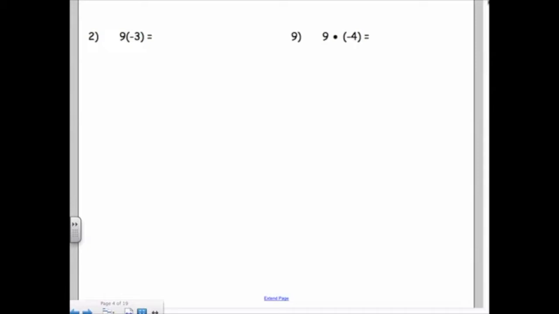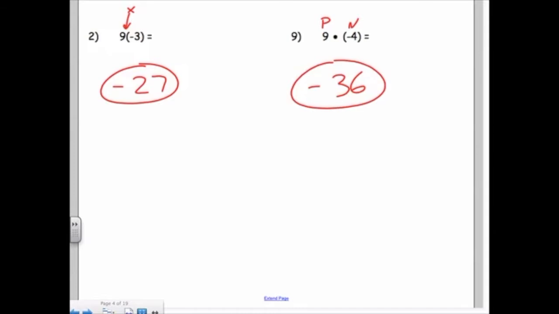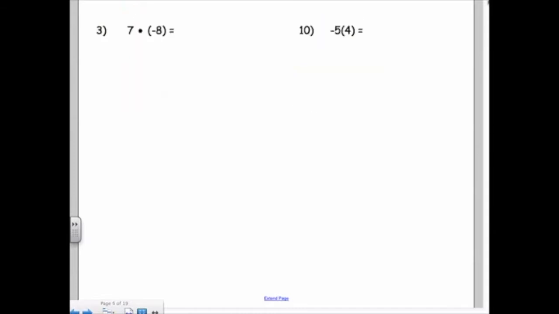Okay, welcome back. So in this problem, it's 9 times -3. Because I don't see an operation, it always implies multiplication. 9 times 3 is 27. Signs are different, so -27. In example 9, once again, I do 9 times 4, which is 36. Signs, once again, are different. One's positive, one's negative. So different means negative. My answer is -36. Here, once again, pause, try these two on your own, and then watch the video to see if your answer is correct.